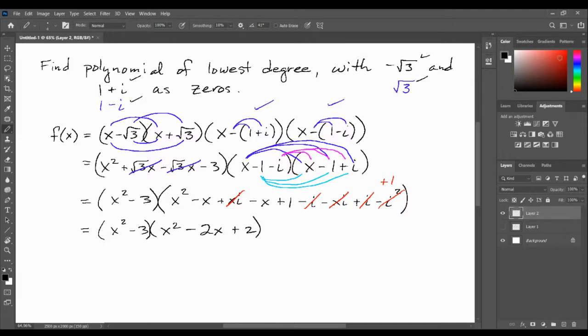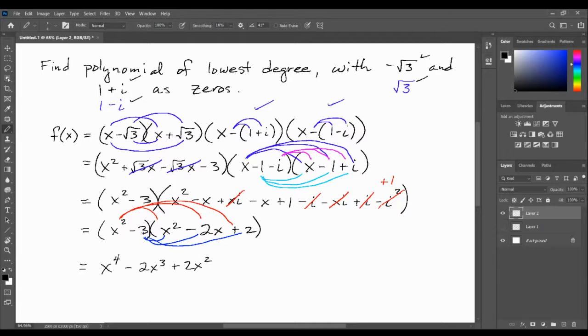The radicals are gone. And we'll go ahead and distribute the x squared to all three of these. And then we will distribute the negative 3. We'll combine like terms, and we will have the polynomial of lowest degree with those two zeros that they gave us. So distributing x squared times x squared is x to the fourth. And we expected a fourth degree because we had 4 zeros. So that's good. X squared times negative 2x is minus 2x cubed. X squared times 2 is plus 2x squared.